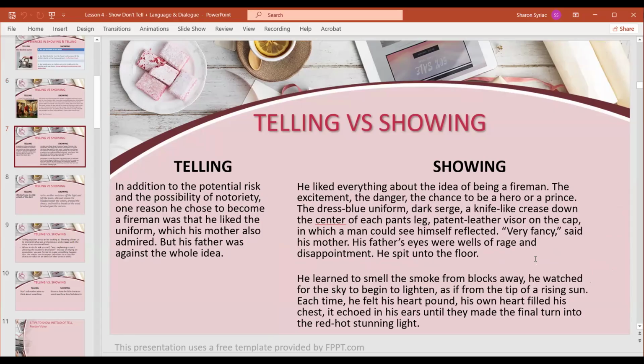In addition to the potential risk and the possibility of notoriety, one reason he chose to become a fireman was that he liked the uniform, which his mother also admired, but his father was against the whole idea.